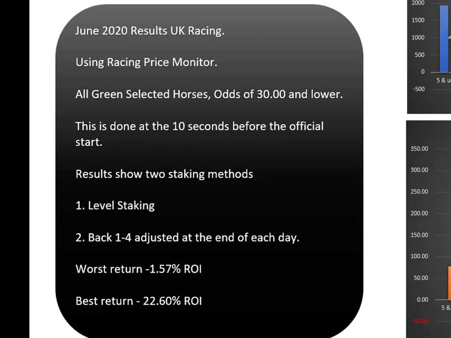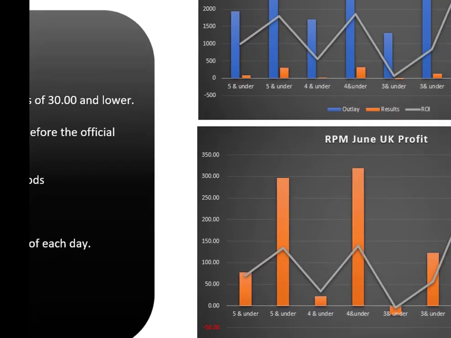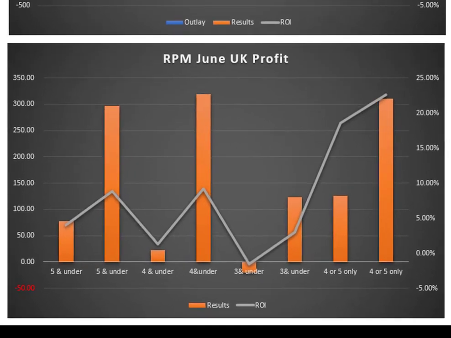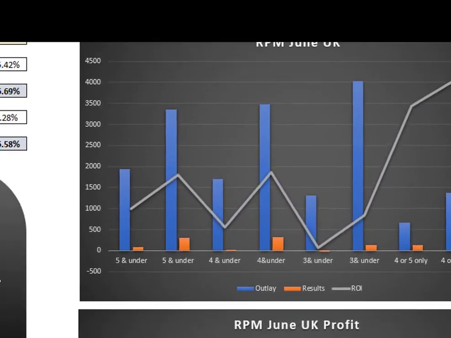So if we look over here for the June profit, we can see 5 and under means that if any race had 6 horses that were all green, they were discounted. Okay, so 5 and under means any race that had 5, 4, 3, 2, or 1 horses that were all green, they were backed.